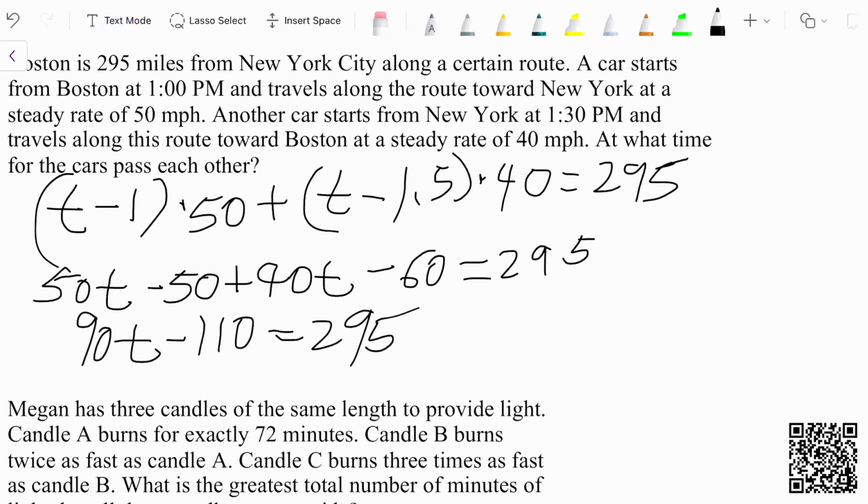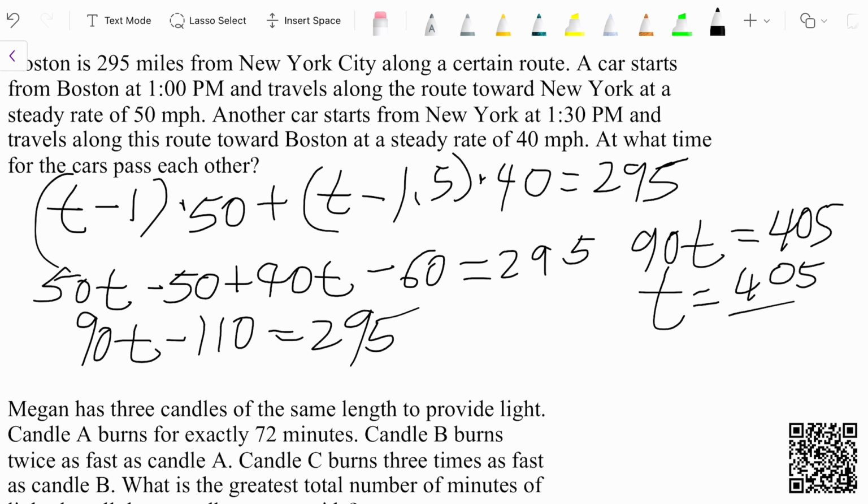Now we just do some simple algebraic calculations. 90t is equivalent to, when you move the 110 to the other side, you add it, plus 10, which is 305, plus 100, which is 405. So t is equivalent to 405 over 90. You divide top and bottom by 5. So on the bottom, you get 18. On the top, you get 81. Divide by 9, so 2 and 9.